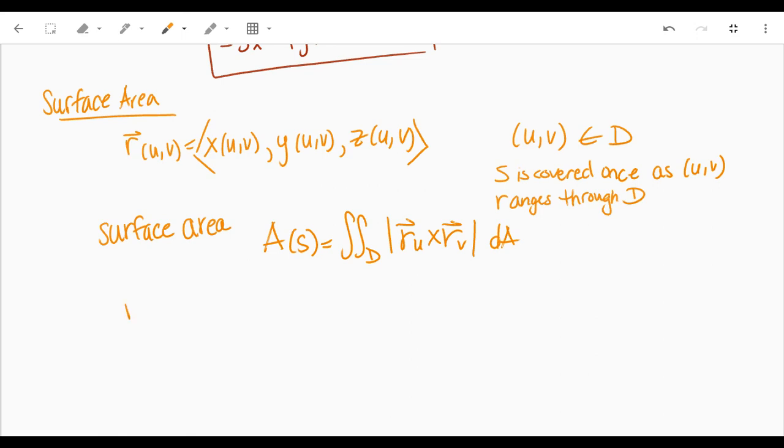Because we want to think about, remember, r_u is like your slope in the U direction. It tells you how X, Y, and Z are going to change as U changes. So it's like your slope in U. And r_v is like your slope in V.